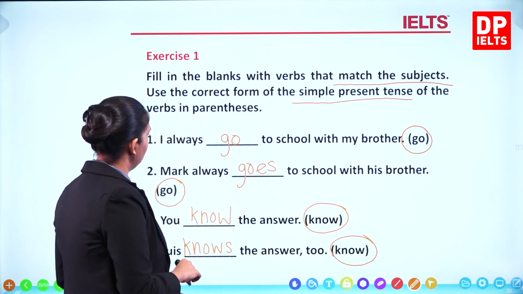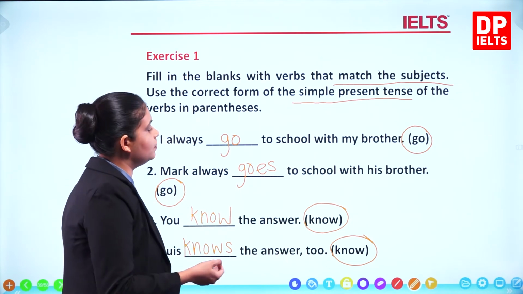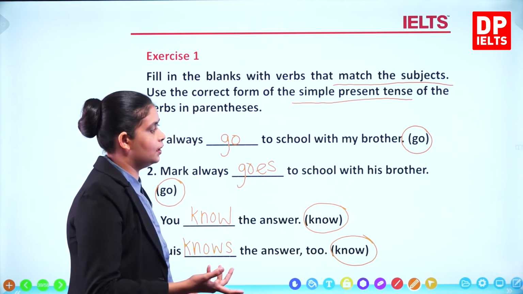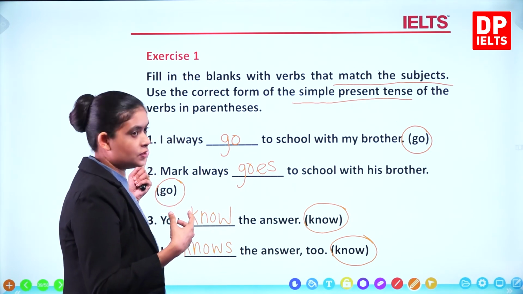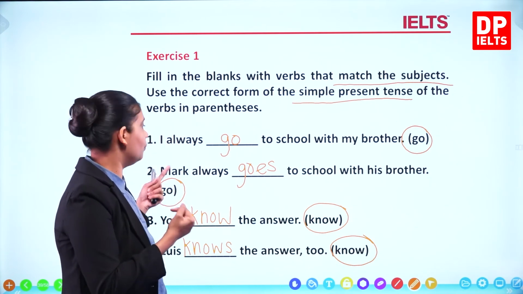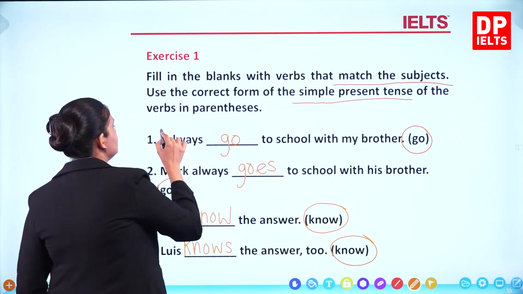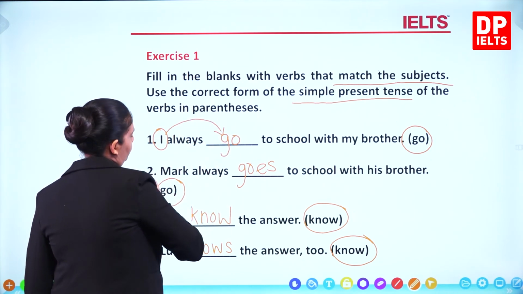අපි බලන්න ඕනේ I always go to school with my brother. මම හැමතිස්සෙම මගේ අයියත් එක්ක තමයි ඉස්කෝලේ යන්නේ. කාත් එක්කද මම යන්නේ? With my brother, but who always goes? කවුද යන්නේ හැමදාම? මම. කවුද යන්නේ? Who? මම හින්දා. I is singular, acts like a plural, so therefore go.